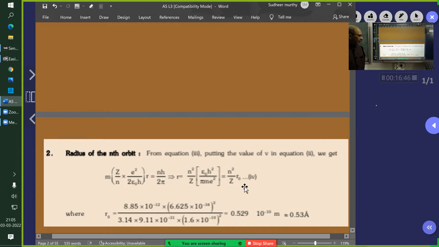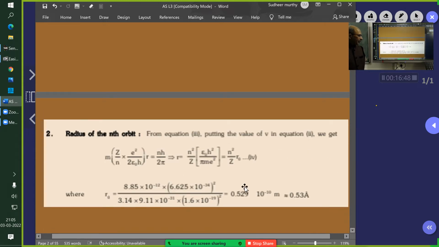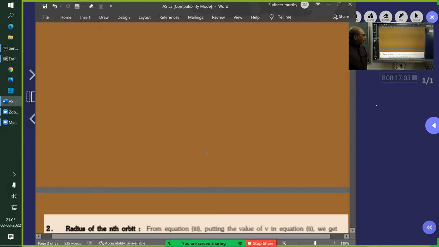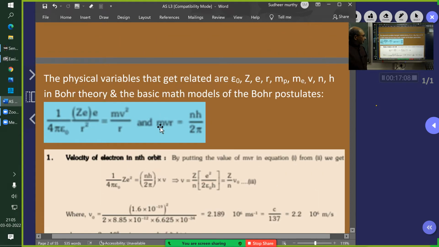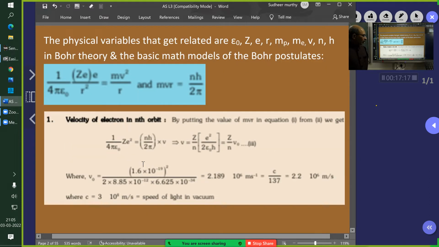So here we get n square by Z R naught. I hope this is clear, students. Now you see, these equations appear to be humongous, but don't make it difficult for yourself, because if you remember the basic two equations, then the rest of the things can be derived from those equations. So automatically you can start deriving all those equations.